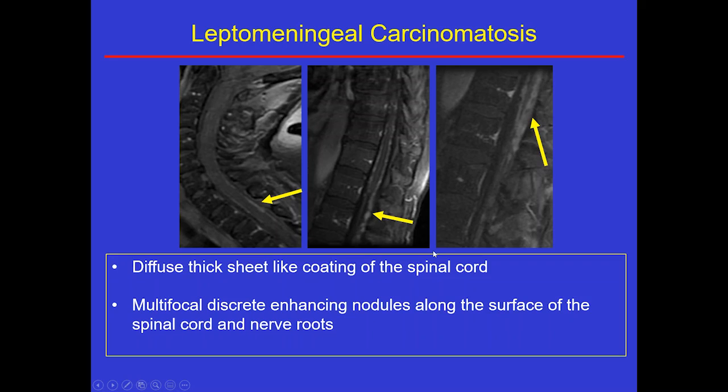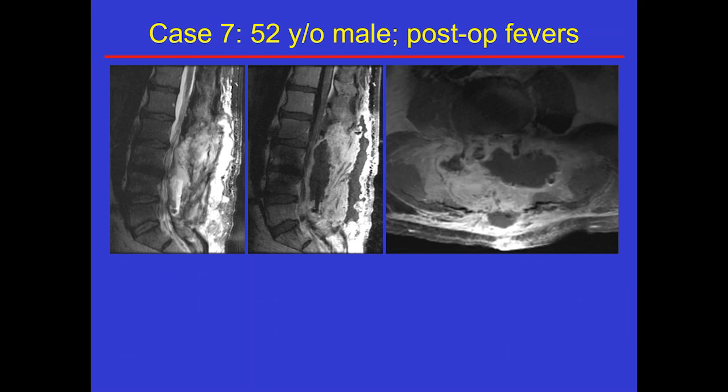And so CSF dissemination, or leptomeningeal carcinomatosis, we see that in CNS primary cancers, but also in systemic cancers, most commonly breast and lung, just because those are more common cancers that we see. These patients, despite treatment with radiation therapy or chemotherapy, tend to have a poorer prognosis. So important to remember leptomeningeal carcinomatosis in your differential.